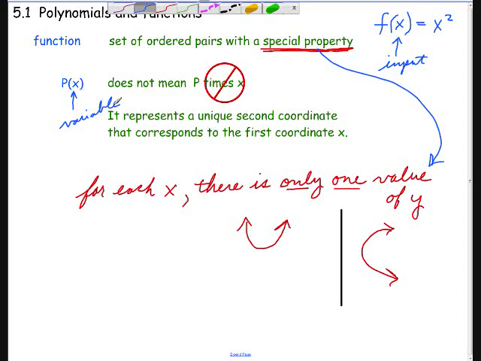P of x represents a unique second coordinate. So we could be writing x, that's the first of a pair, remember, a function, a set of ordered pairs, and then p of x as the unique second coordinate. It certainly is a second coordinate, and we say that it's unique because there is only one value of that second coordinate for each of the first coordinates.